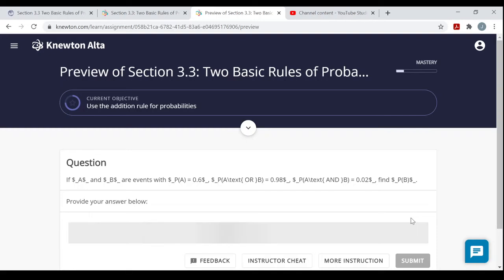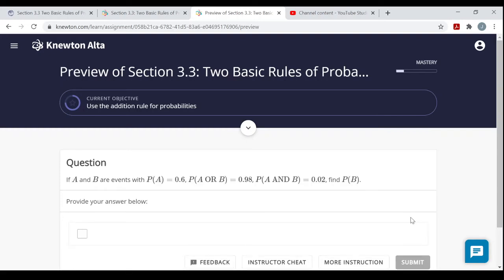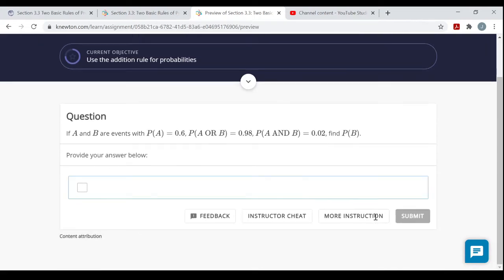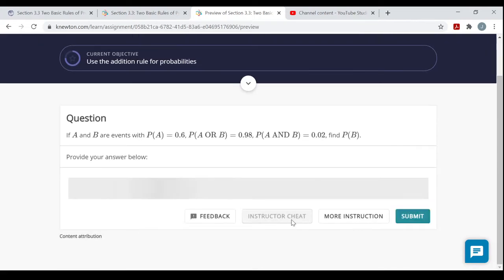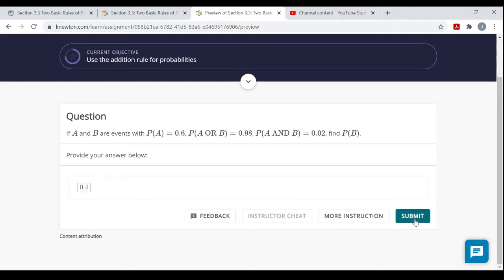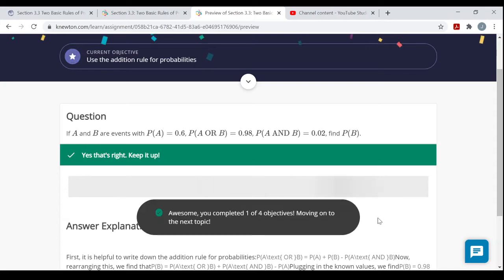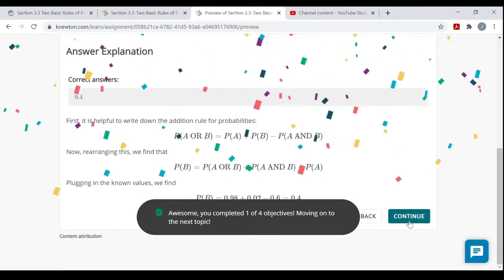So if this is another one like that, I'll just do the instructor cheat. Yeah, this is exactly the same kind of problem. In that addition rule, you have 4 probabilities stated. You're given 3 of them, and asked to solve for the one you don't know. So I'll just do the instructor cheat to move on here. I know you can't, and you actually have to do it. All right, so that's one objective.